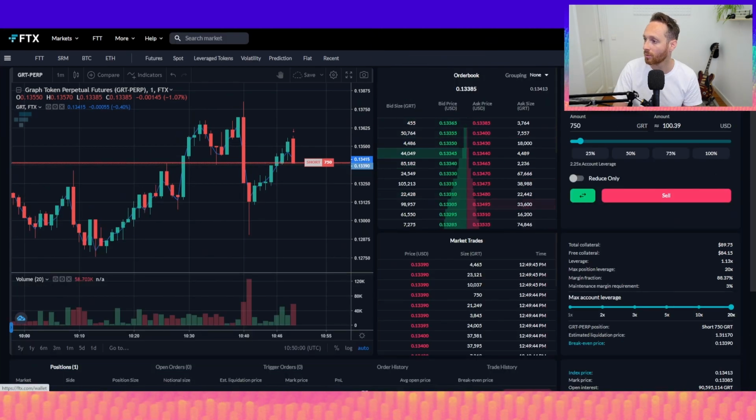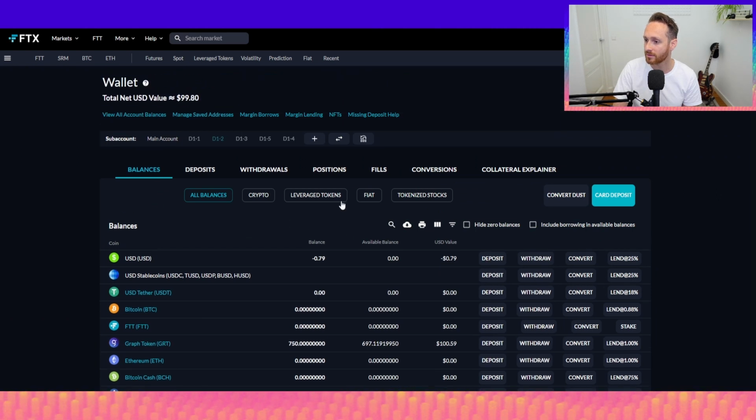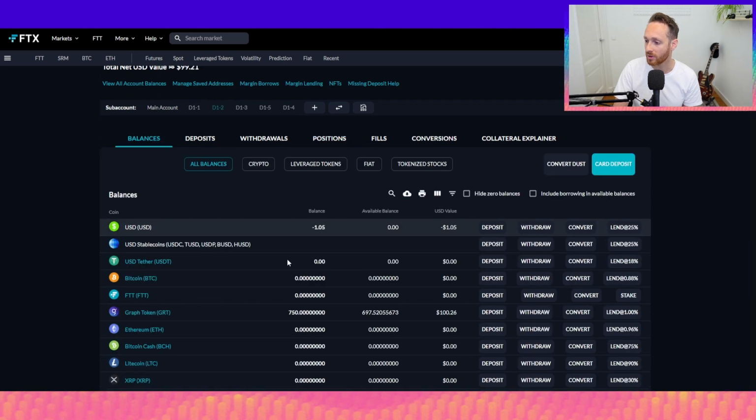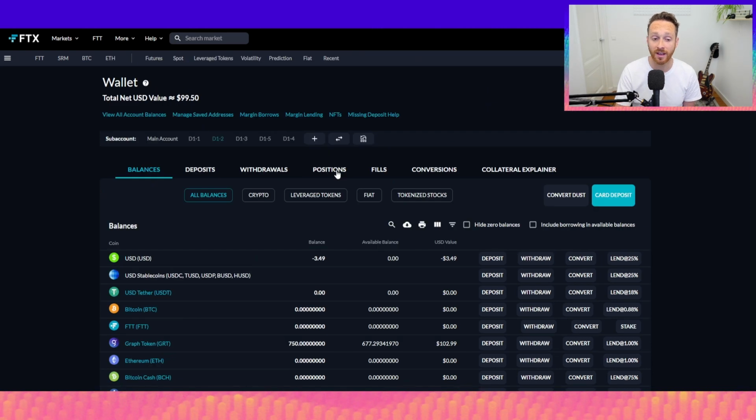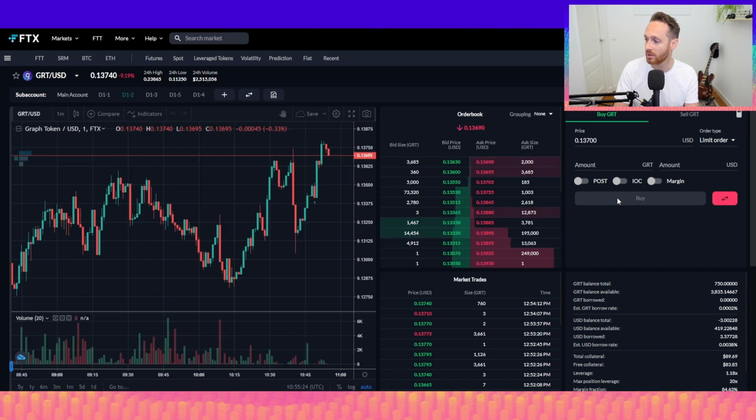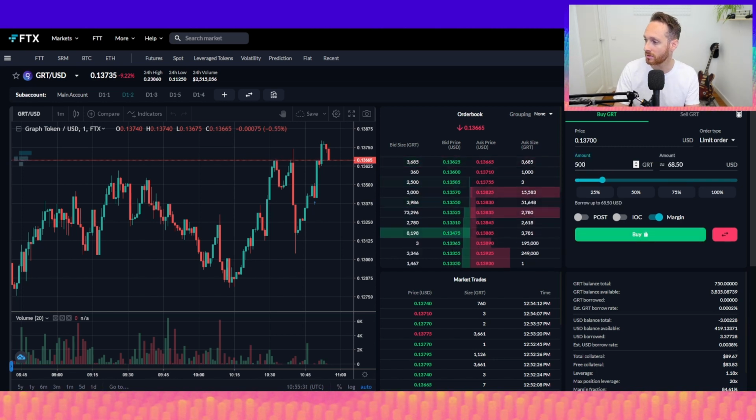So if we go to my wallet right here, you can see that I have a position of 750 GRT, worth $100. And I also have in my balances 750 GRT tokens. Now you can in fact leverage this up. So I can buy more of the GRT token on leverage, on a margin. So I can hit margin here and I will buy, I don't know, let's say 500. Or, we'll do another 750.